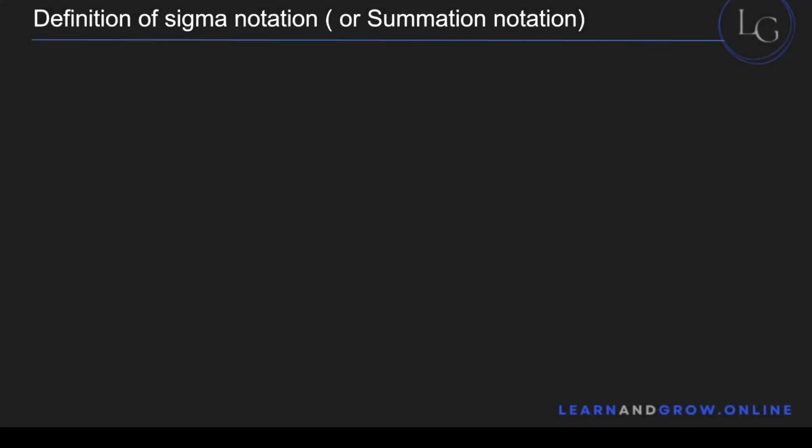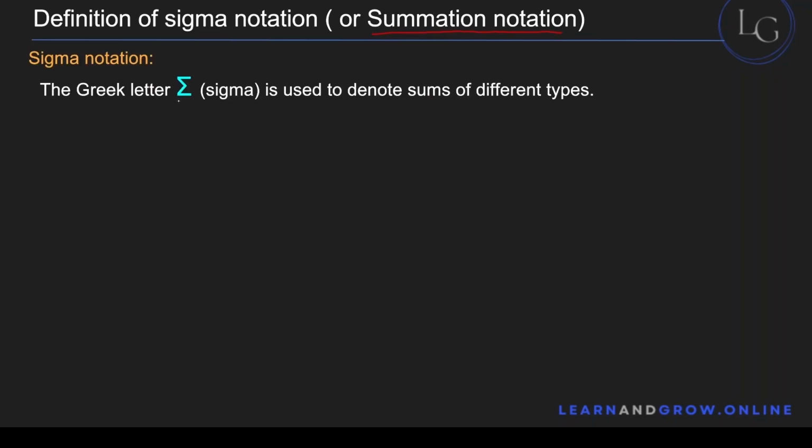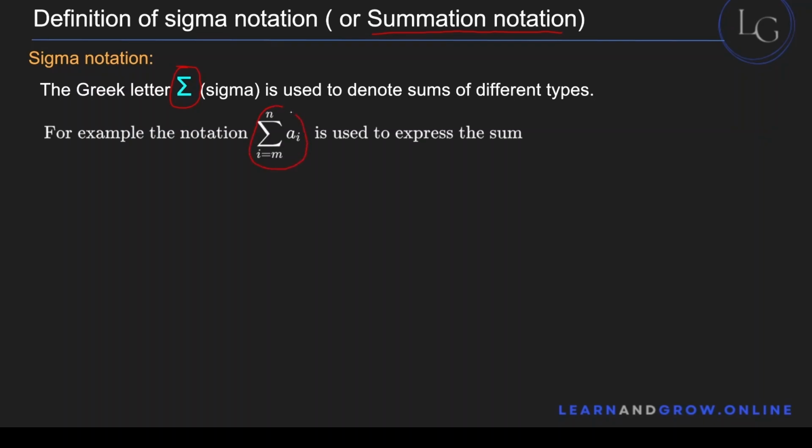So let's discuss the definition of sigma notation, or in other words, the summation notation. So the sigma notation is represented by this Greek letter, and it is used to denote sums of different types. So basically, we have this particular example here. Now, what does this mean exactly? It is used to express the sum.